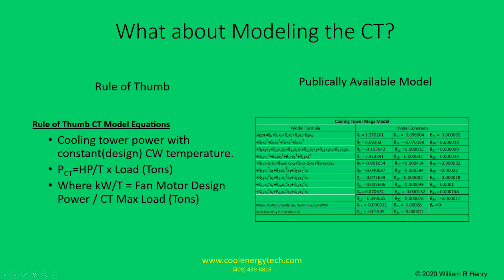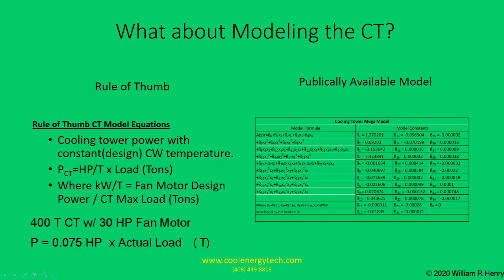The rule of thumb model, shown on the left, works quite well for the operation of the cooling tower at the design condenser water temperature, and it can then be used to compare with real-time results of the cooling tower power demand. For example, the rule states that a 400-ton cooling tower with a 30 horsepower motor has a power demand of 0.075 horsepower per ton of load.